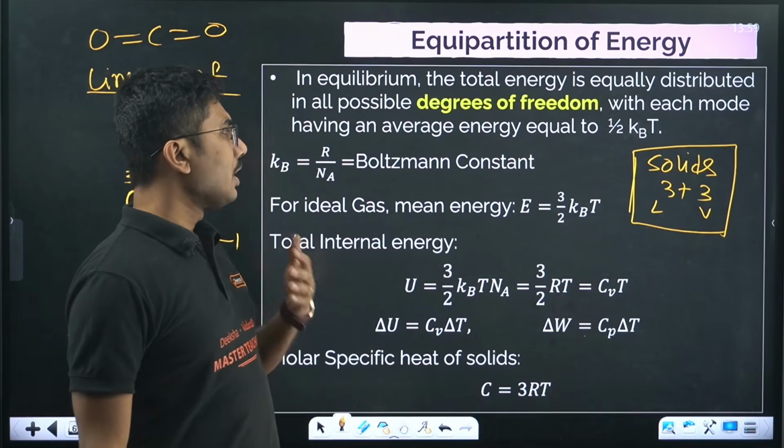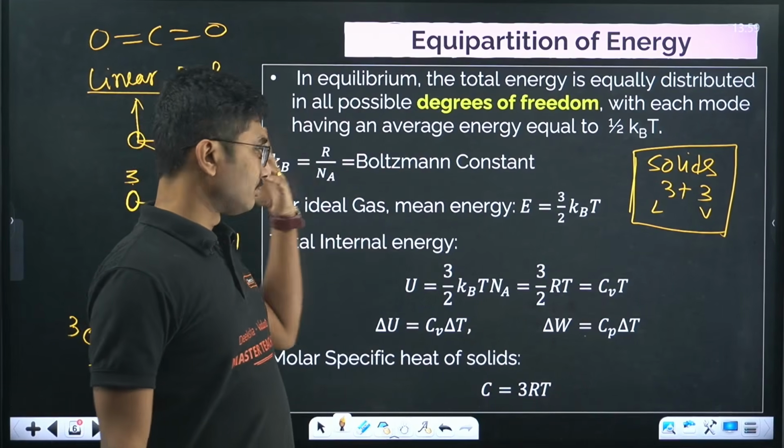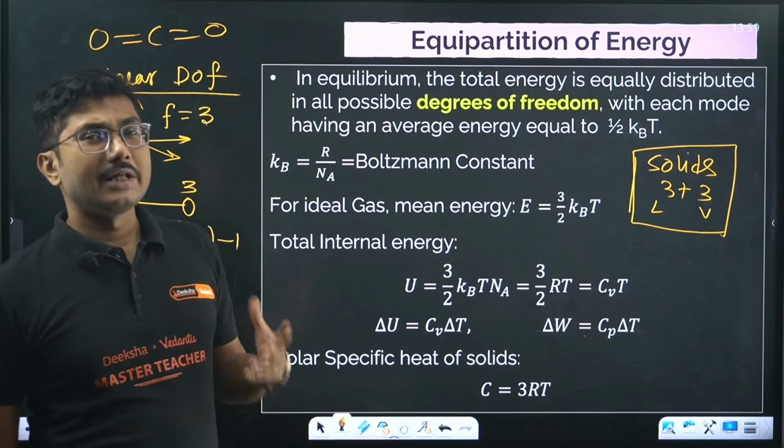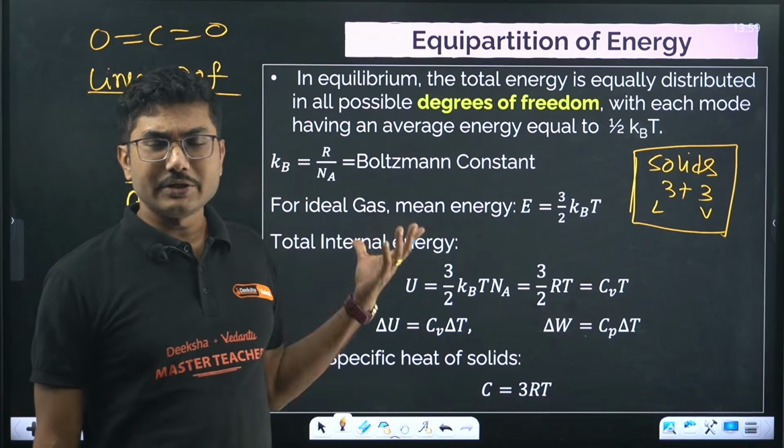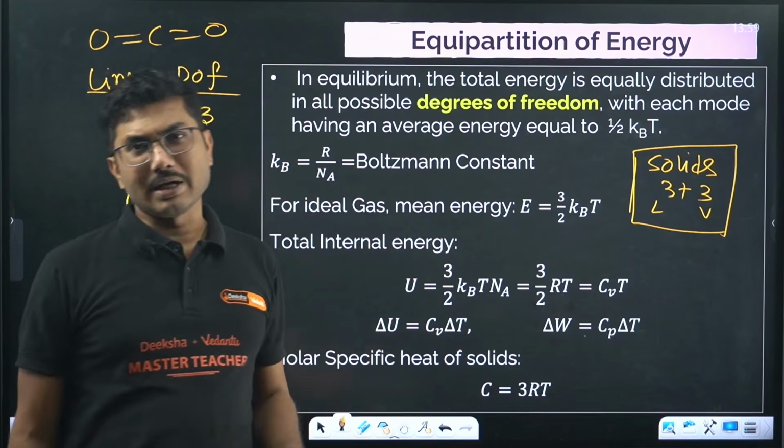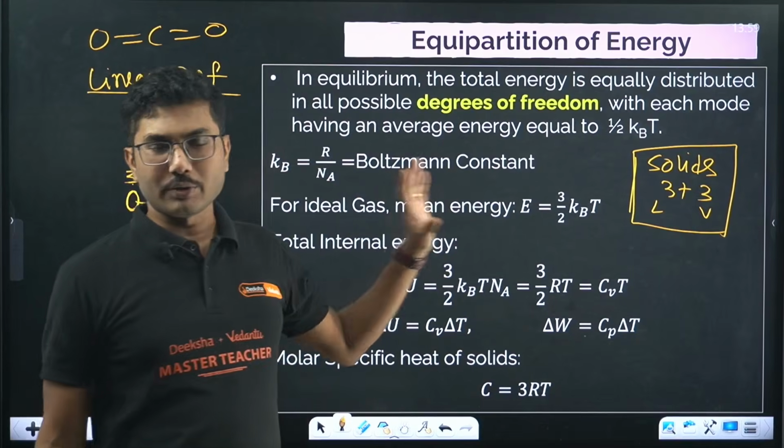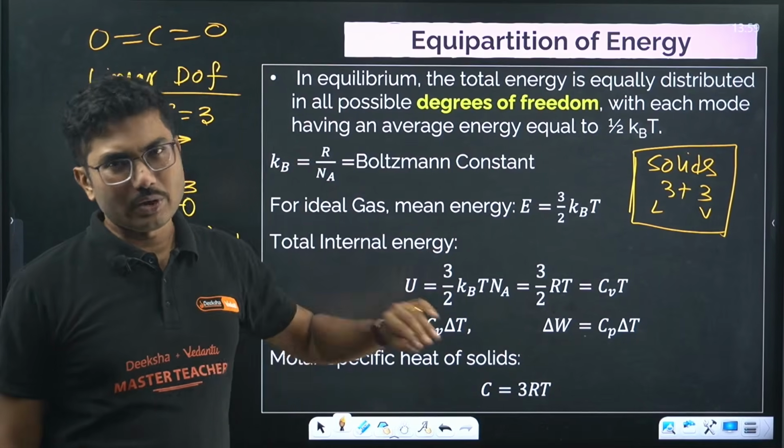So suppose the degree of freedom is 3, then what is the total energy? Total energy will be 3 by 2 kBT. Okay, the total mean energy is 3 by 2 kBT.